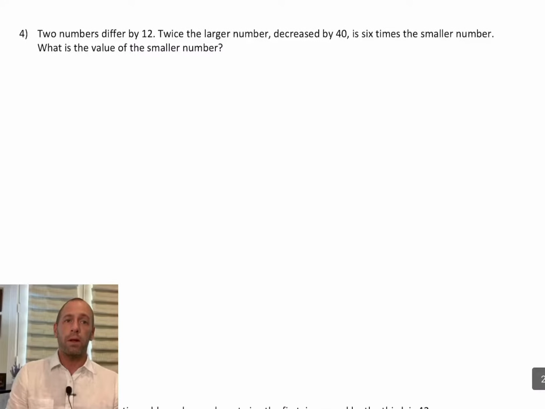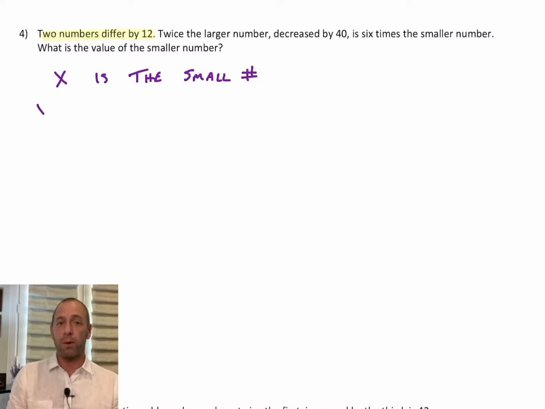Number 4. 2 numbers differ by 12. Twice the larger decreased by 40 is 6 times the smaller. Whew. And again, it might be easy to think, well, I've got 2 numbers, a and b. But it's important you keep it to a single variable. If 2 numbers differ by 12, we could just say that x is the small number. And if they differ by 12, it means the bigger number would have to be 12 more, or x plus 12.